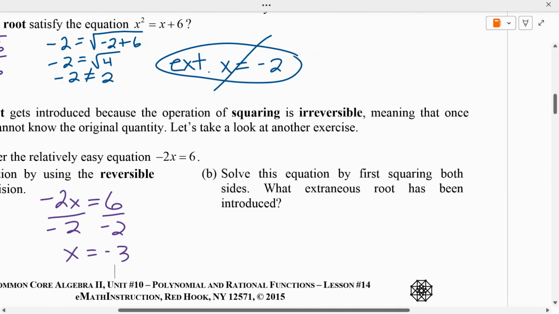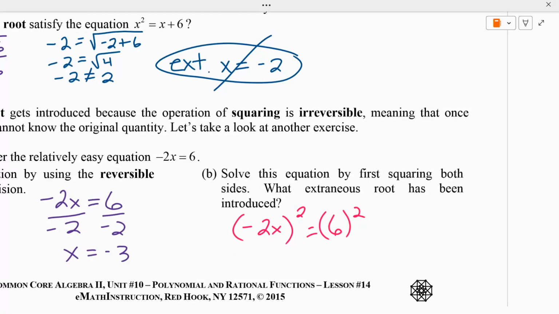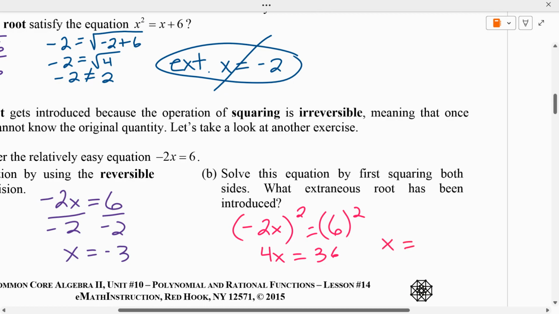Now let's look at our second example, and we're going to solve the equation by squaring both sides first. So -2x, the quantity squared, equals 6, the quantity squared. Well, let's see. -2 times -2 is 4, and x times x is x squared. So I end up with 4x squared equals 6 squared, which is 36. When I divide both sides by 4, I find out that x equals 9.